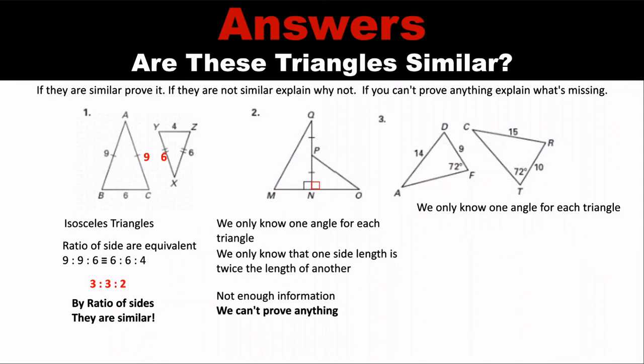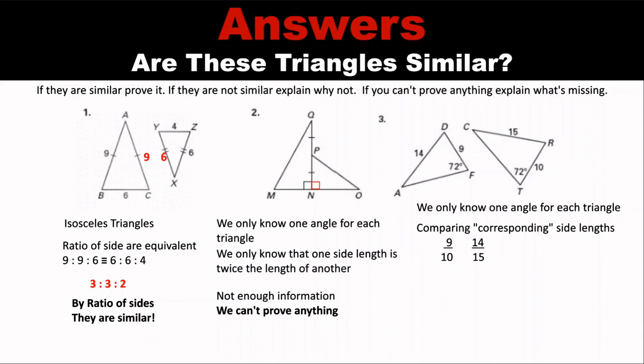Question 3, you should have noticed that we have one angle for each triangle, but we don't know the side lengths on either sides of that angle. We could make an assumption to compare corresponding side lengths, and again, I've compared the 9 with the 10 because those are next to the angle, and the 14 with the 15 because those are across from the angles, but that's not a rule. I'm just fishing for some hint at whether or not these are similar.